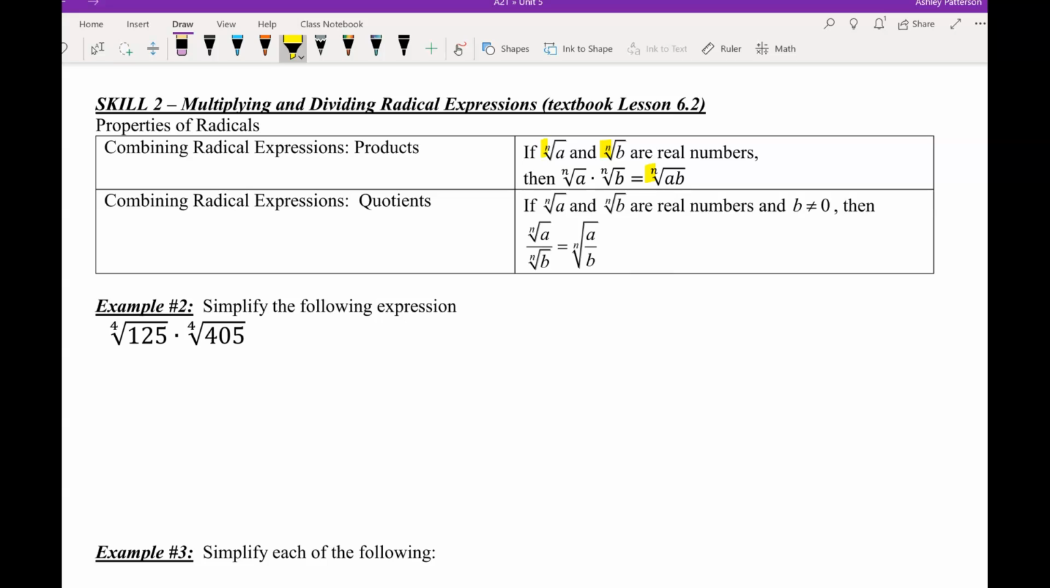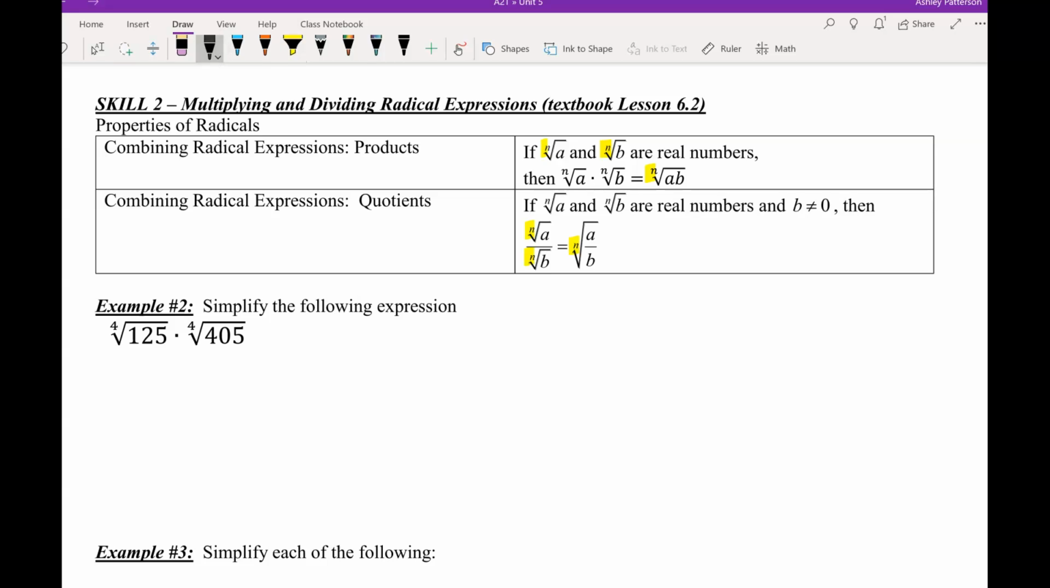Yeah? So if they have the same index and they're being multiplied together, then you can put them underneath the same radical. The same thing goes for division. If you are dividing two radicals that have the same index, you can then put them underneath the same radical. Okay? All right, let's jump into it.